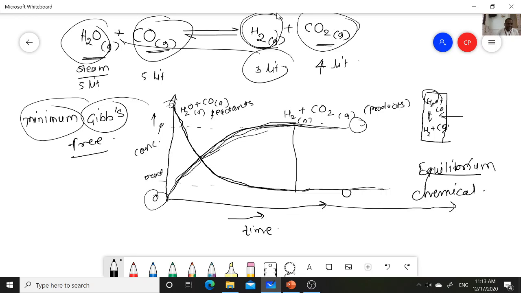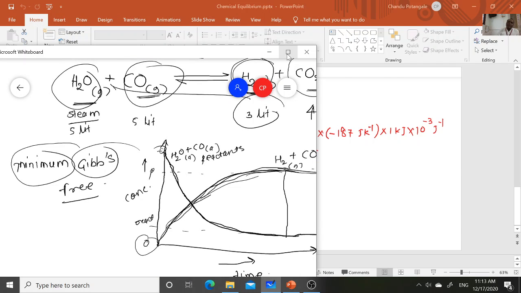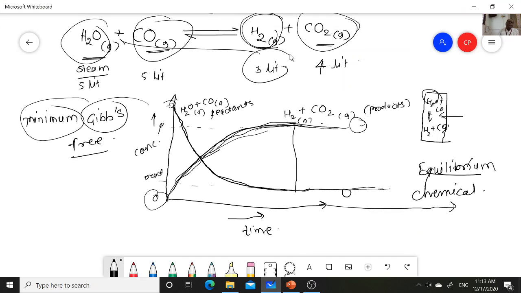Remember that. We have seen that when delta G is negative, the reaction is spontaneous. When delta G is positive, the reaction is non-spontaneous. But for this chemical equilibrium, or equilibrium type of reaction, there is the minimum Gibbs free energy. Right? In the next lecture, we will see the different laws of mass action.